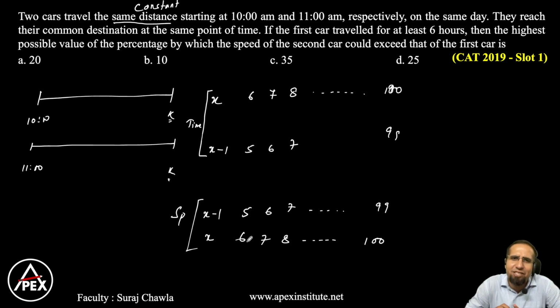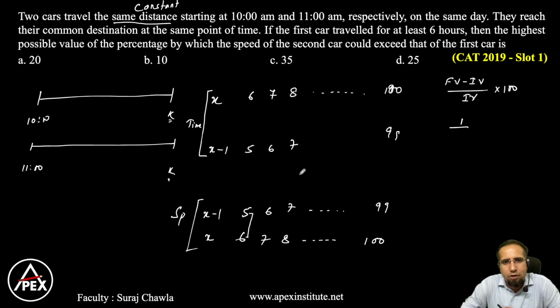Now the greatest percentage change will happen. Now what is the percentage change? That's final value minus initial value by initial value into 100. Now observe that the gap between final value and initial value is 1 always. That means the numerator is constant. Now the percentage value will be greatest when the denominator is the least.